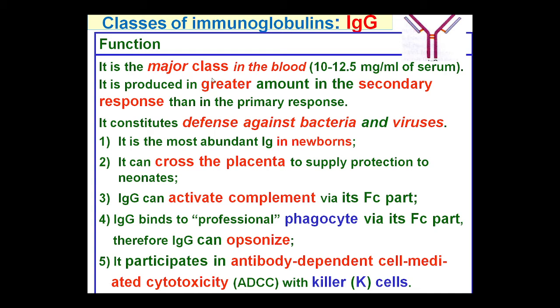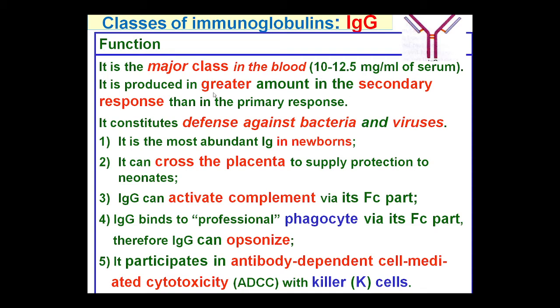Immunoglobulin G is a major class of the antibodies in the blood. It's produced in great amounts in the secondary immune response. Normal concentration of immunoglobulin G in the human blood plasma or blood serum is from 10 to about 13 milligrams per milliliter. This is the highest concentration among immunoglobulins of certain subclasses.